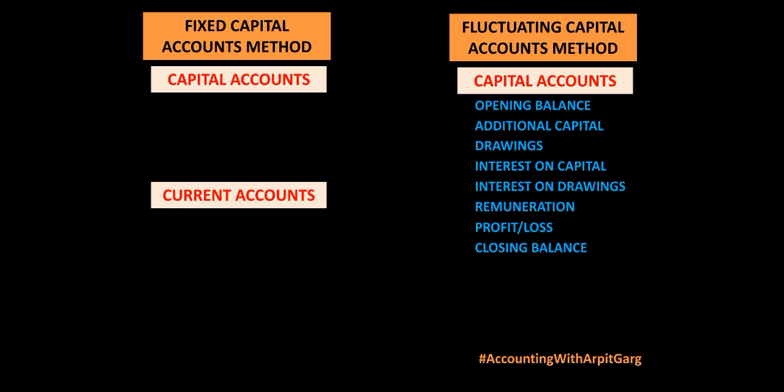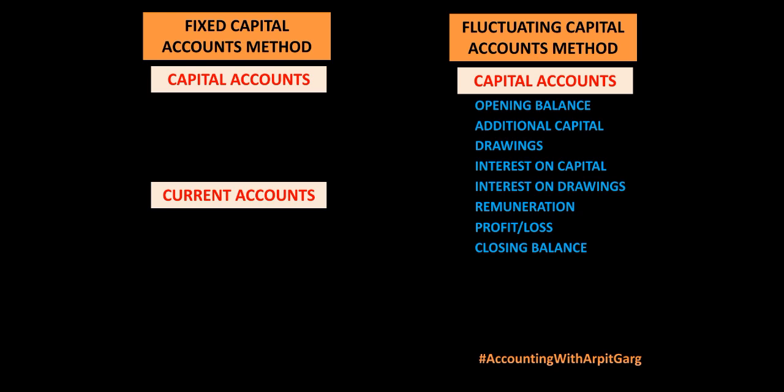I hope we are all thorough with these topics and have a basic idea of this. Here we can understand that whether a business is following the fluctuating capital method or the fixed capital method, that will not change their entries, because the transactions of the business will remain the same. So these items, being the same, will only be bifurcated or divided between two accounts in the fixed capital account method.